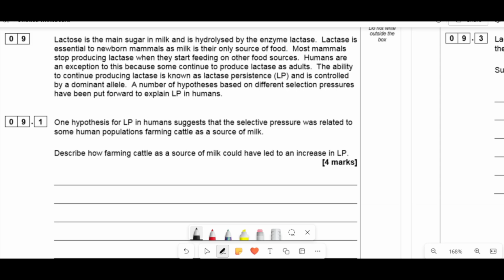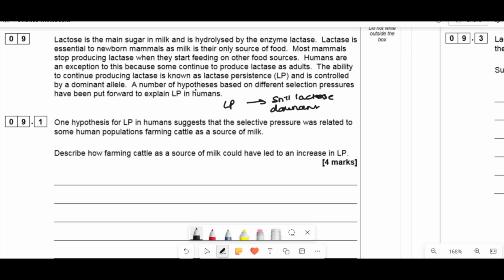Right. So lactose is the main sugar in milk and is hydrolyzed by the enzyme lactase. Lactase is essential to newborn mammals as milk is their only source of food. Most mammals stop making lactase and start feeding on other food sources. Humans are an exception to this because some of them continue to make lactase. The ability to continue producing lactase is lactase persistence, and this is a dominant allele. So if you have lactase persistence, you're still making lactase, even though you're supposed to not, and this is a dominant thing.